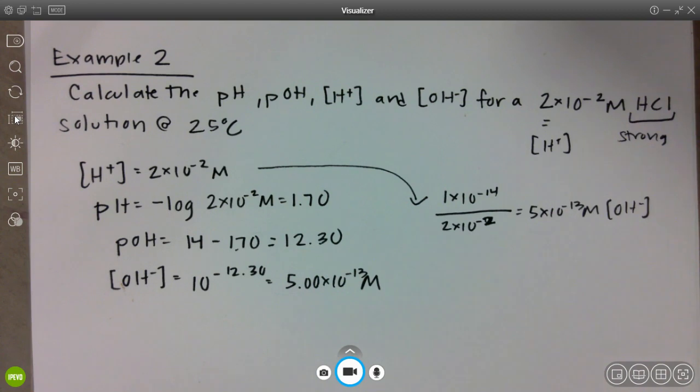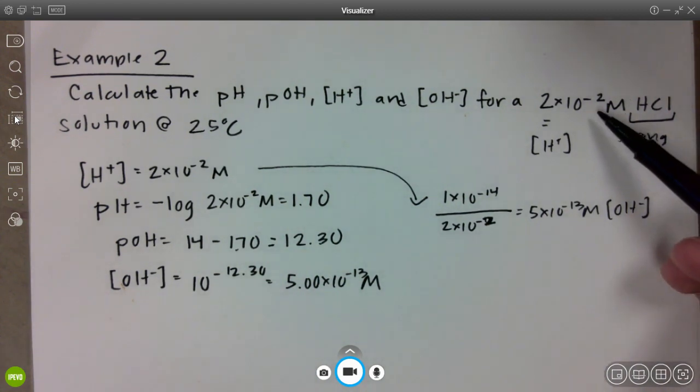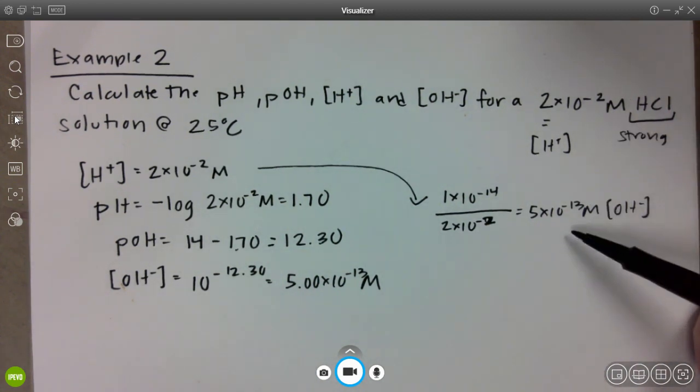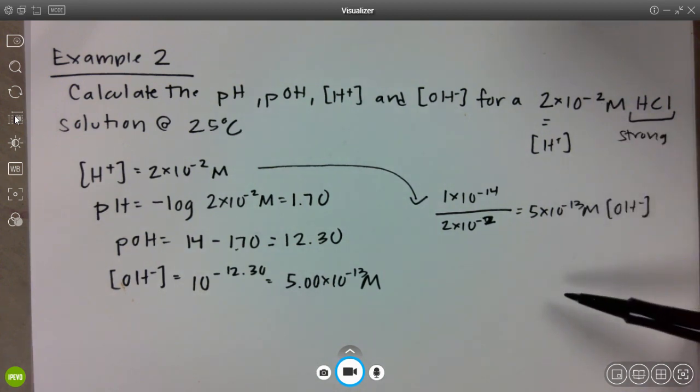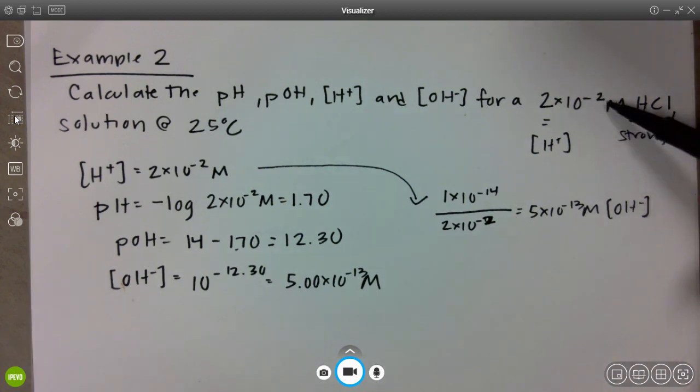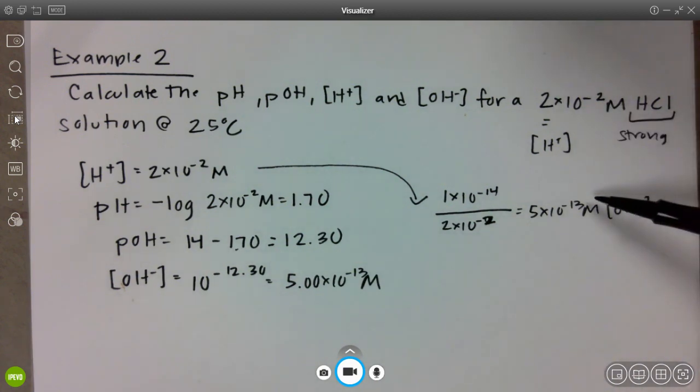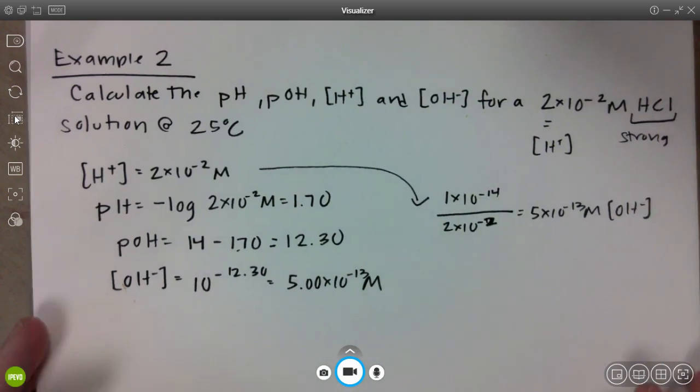The other thing to remember is that if this concentration is high, then the OH minus concentration needs to be low. And they always need to multiply together to be 1 times 10 to the negative 14th. And if you think about adding the powers here, we've got a negative 2 and a negative 13. So you're like, oh, that's a negative 15. But 2 times 5 gives you 10. So then that takes away one of those powers and you get to the negative 14th.